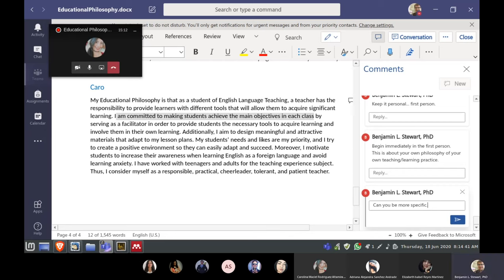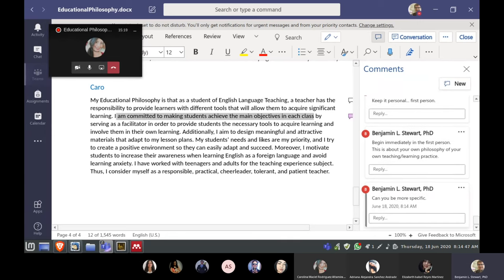So when you're thinking about helping students achieve the objectives of the class, okay? I mean, certainly this is something that we should do, and that's a good characteristic to have, right? That you're wanting to help them achieve their objectives. But here's the thing with your philosophy. What makes you different from someone else?